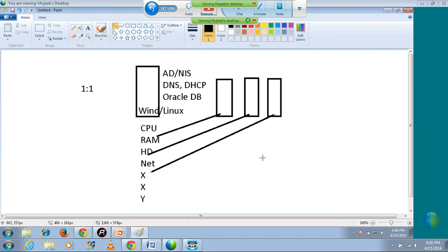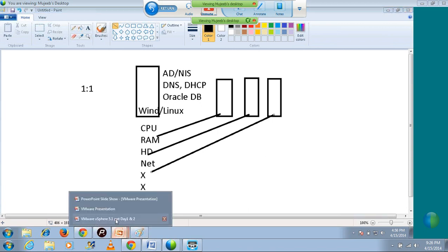Now, what is virtualization going to do? It is going to abstract the hardware which is available. Then it allows you to create multiple virtual machines. Now, let me take the help of this presentation. Here, guys, virtualization can be implemented on any of these components.